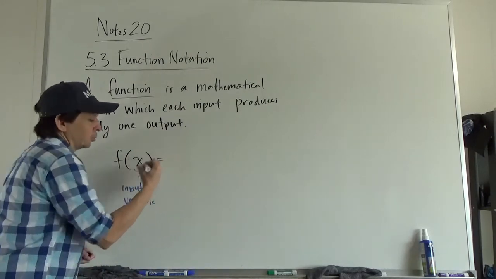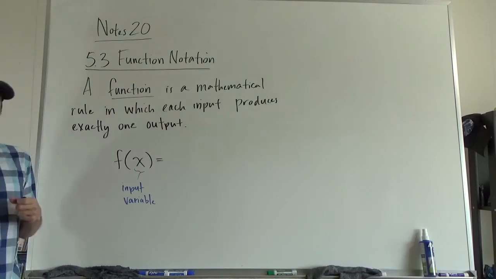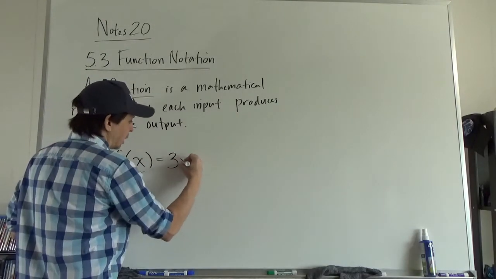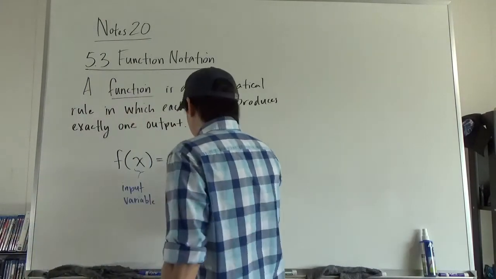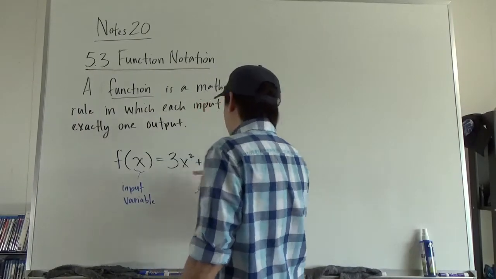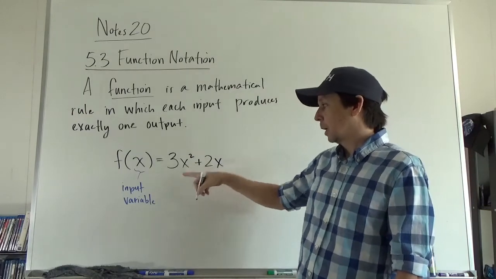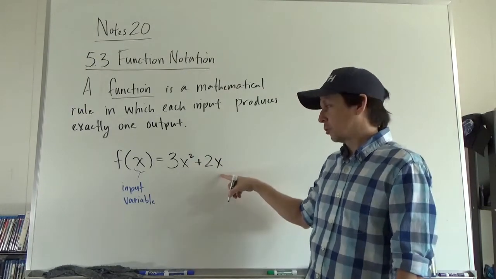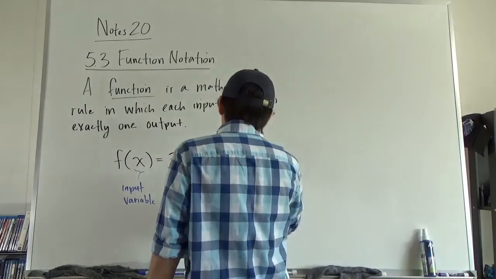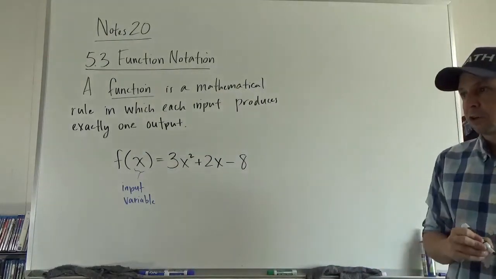And then it's equal to, and then on the right side it tells you the rule that you're going to be following to get your output. So this is just an example. We'll derive our output by doing 3 times the input squared, input variable is x, plus 2 times the input variable minus 8. So that's an example of a function.